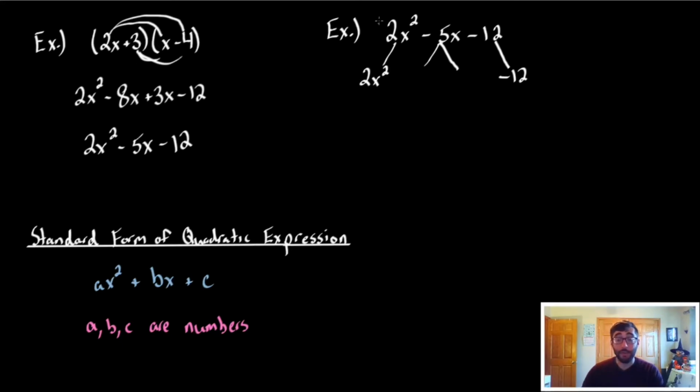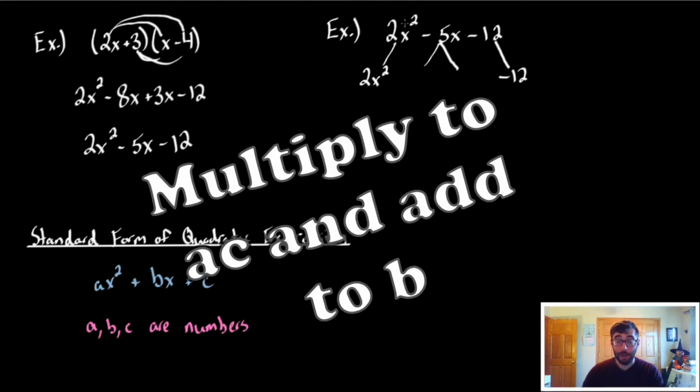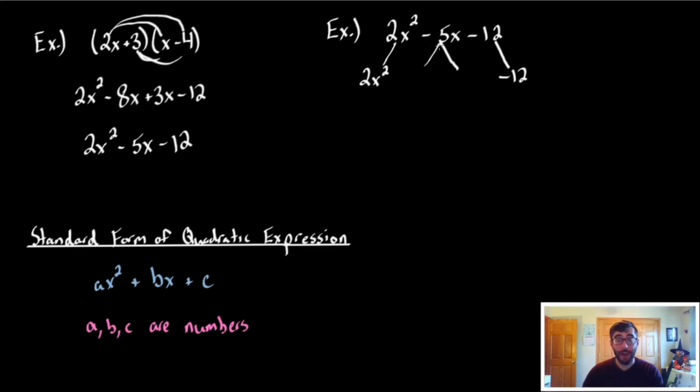And the way we do that is actually kind of special. We have to find two numbers that multiply to a times c and add to our middle term of b. And that sounds very complicated, but that's actually not that bad. So I need to find a pair of numbers that multiply, in this case, to negative 24, and add to negative 5. So I'm multiplying 2 and negative 12 to get that negative 24, and now I have to choose a pair. Since we're multiplying to negative 24, one of the numbers in each of these pairs is going to have to be negative.